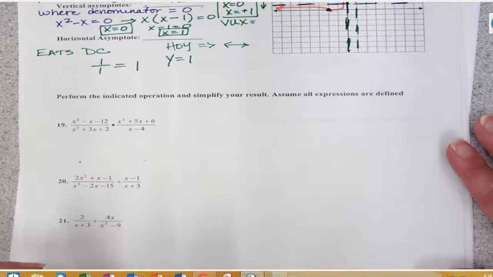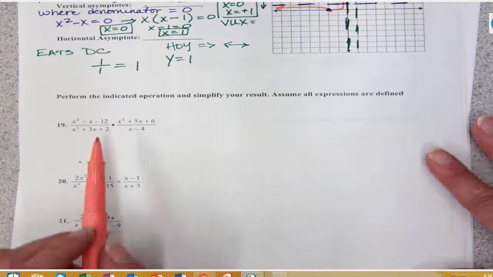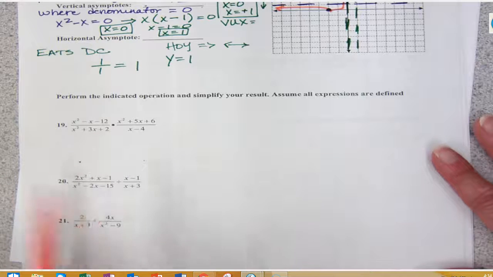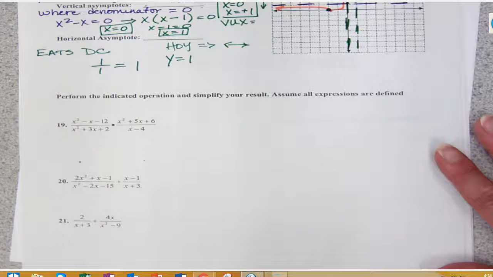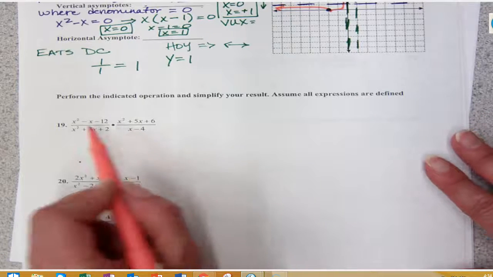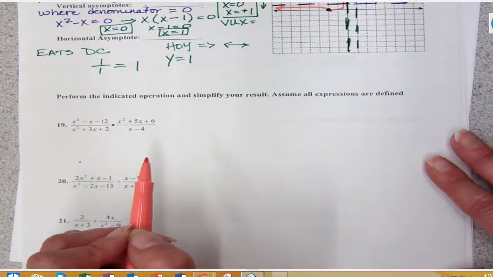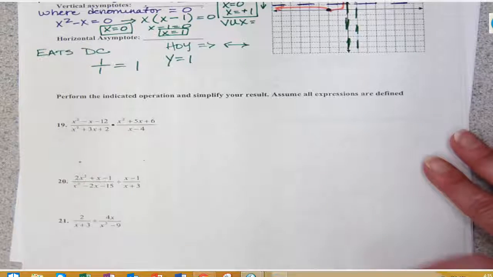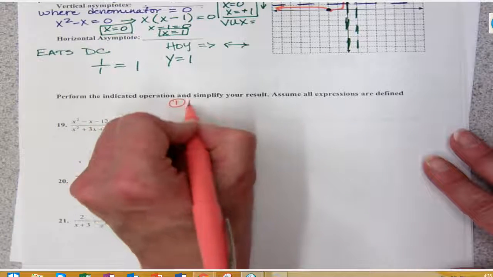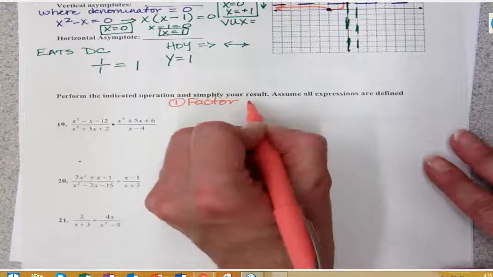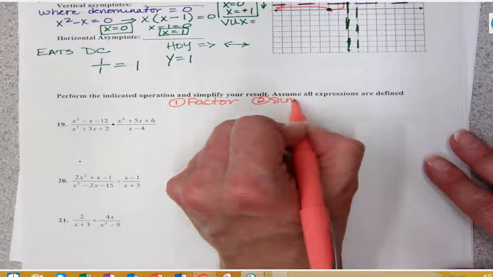So let's remind ourselves what we're doing here. When you're multiplying and when you're dividing, you can have different denominators. That's not a problem. When you're adding and subtracting, you need to get the same denominator. So when you're multiplying, you're just going to multiply the numerators, multiply the denominators. However, before you do that, you're going to want to factor first to see if you can simplify. So step 2 would be simplify.